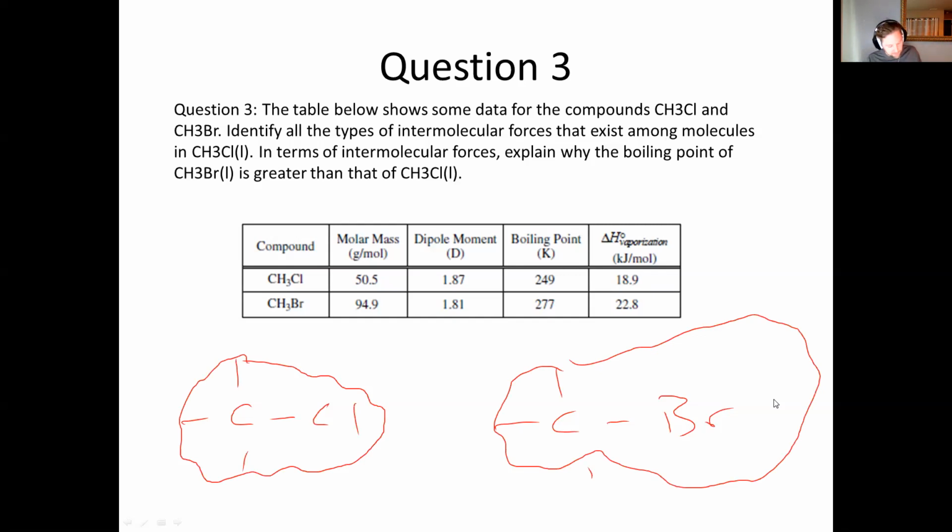The dipole moment, the difference in polarity between them, we can say that the carbon-chlorine bond is more polar, but based on the data shown, the values are really close. And as you get larger and larger in size, the dipole difference becomes less significant and the number of electrons becomes more significant. So they both exhibit London dispersion forces. They're both polar molecules, so there are dipoles. Those are the two forces present.